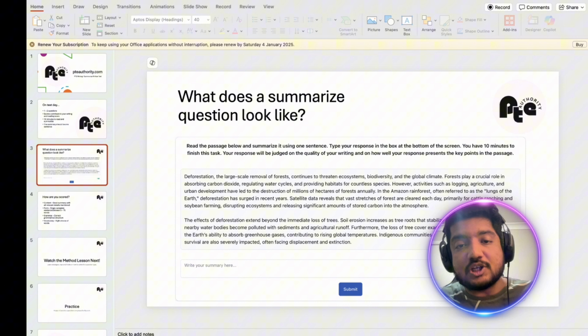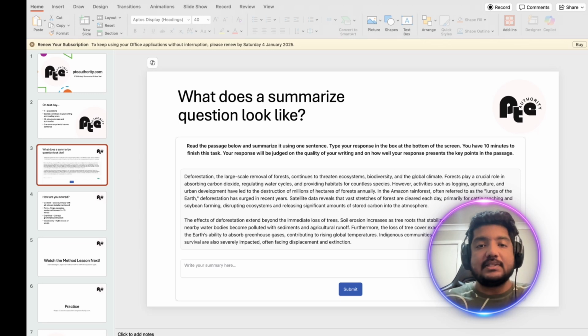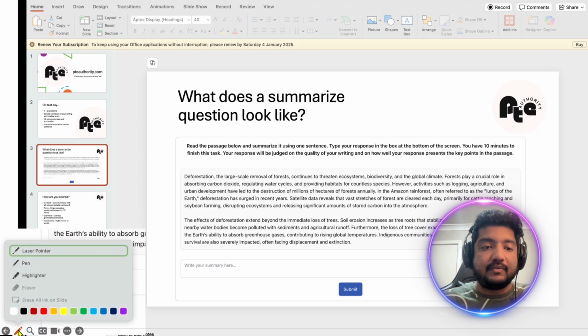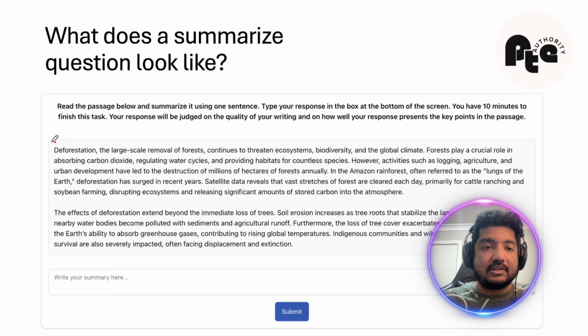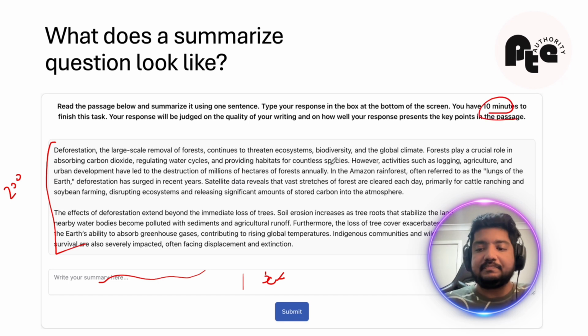Your response will be judged on the quality of your writing and on how well you represent the points in the passage. So this is the passage that you have to read. That's going to be roughly 200 words, and you need to summarize that here in 1 sentence. And you will have 10 minutes to do this.